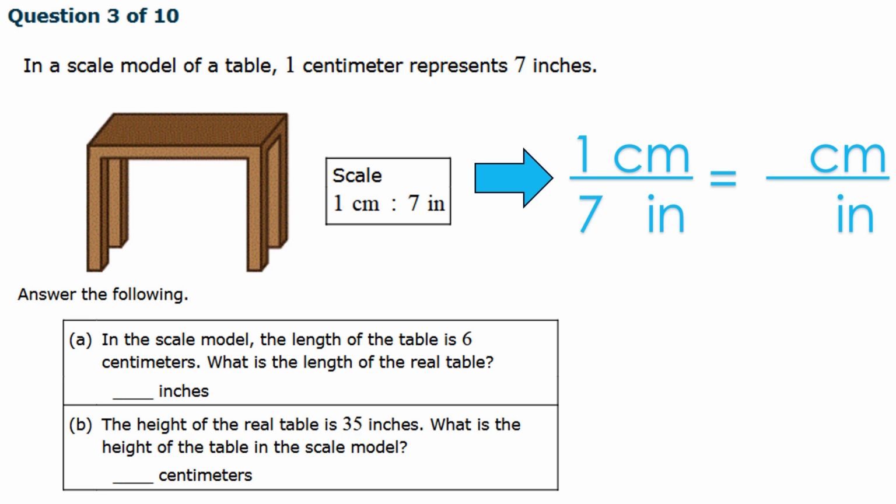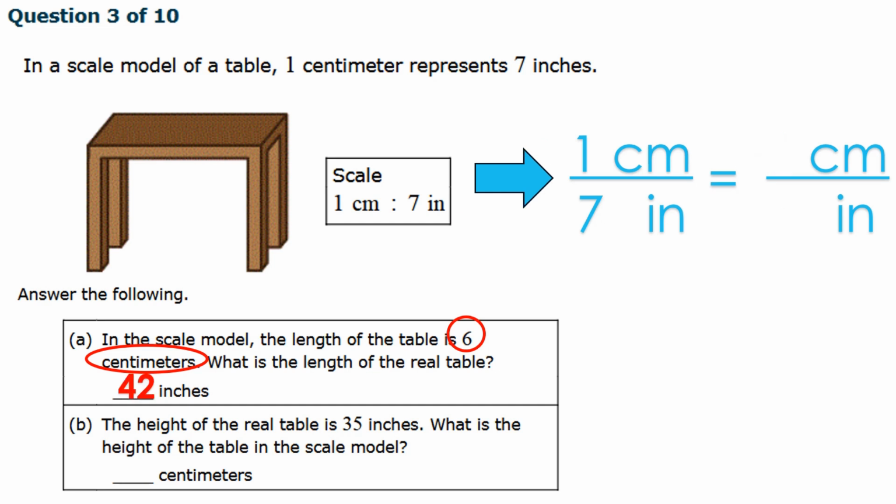In the scale model, the length of the table is 6 centimeters. What's the length of the real table? So since the scale model is 6 centimeters, it becomes 6 centimeters up on top, and x goes down on the bottom with the inches. And like we've been doing, 6 times 7 diagonally, then divide by 1 leaves us 42 inches.